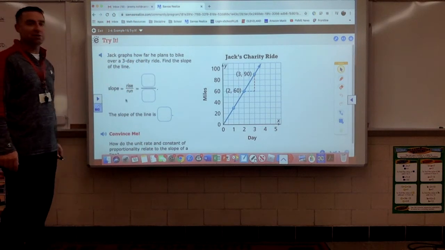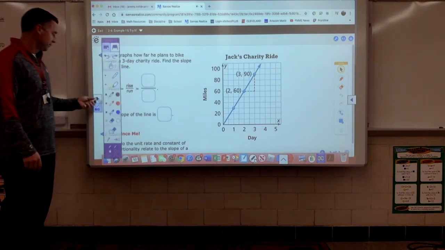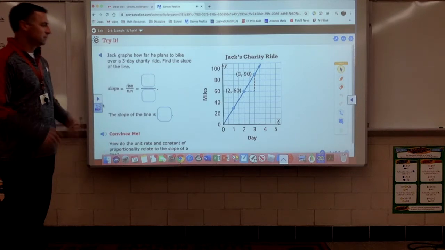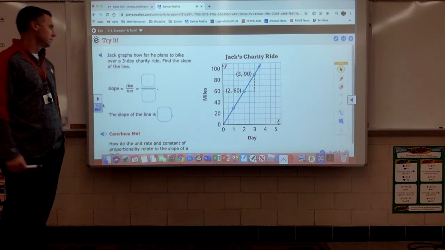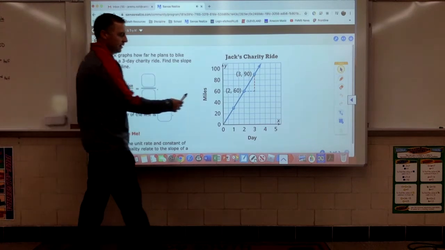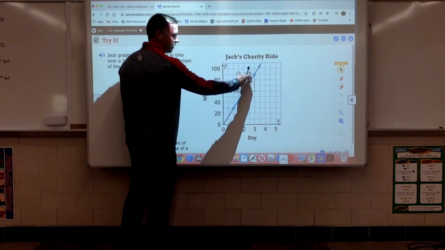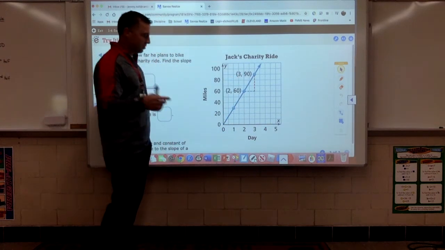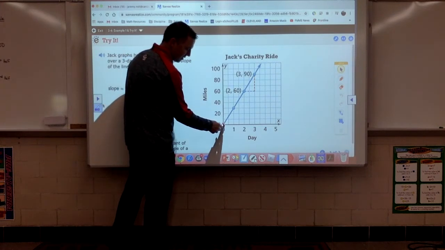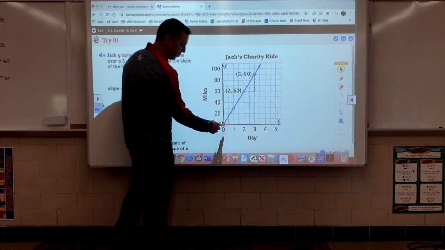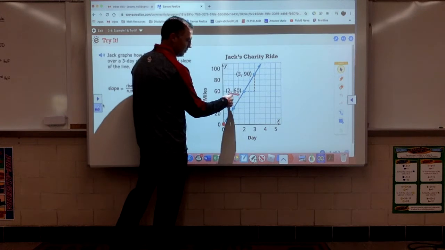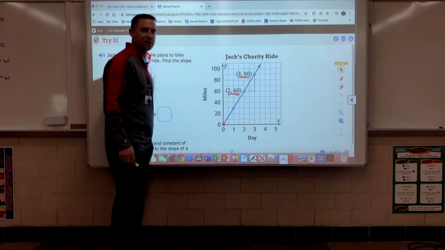Get used to it. Jack graphs how far he plans to bike over a 3-day charity ride. Find the slope of the line. Now again, we'll just use the 2 points. Folks, if we're dealing with proportional situations, it's always nice to use the origin. But just to make the book happy, let's use the 2 points that they gave us.